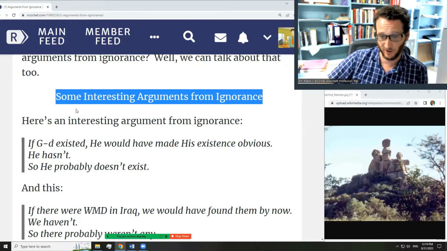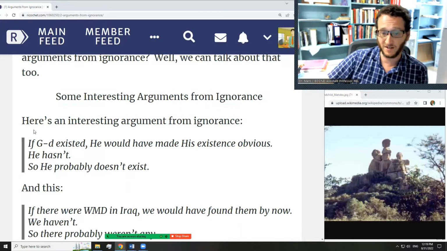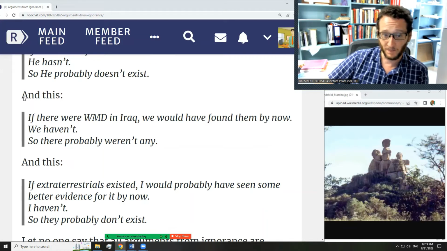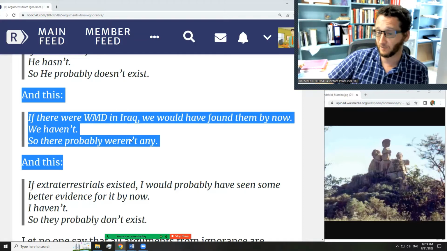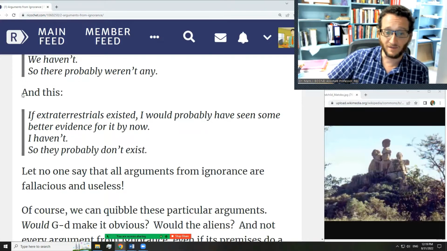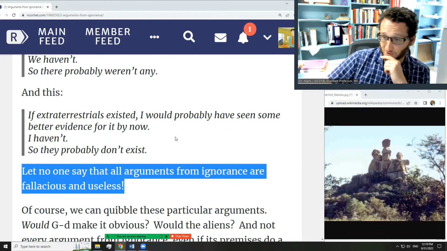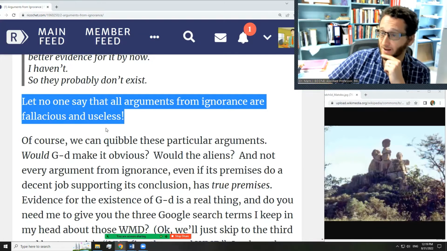Now let's talk about some arguments from ignorance of interest. Here's one. If God existed, he would have made his existence obvious. He hasn't, so he probably doesn't exist. Here's one. If there were WMDs in Iraq, we would have found them by now. We haven't, so there probably weren't any. Or if aliens existed, I would probably have seen some better evidence for it by now. I haven't, so they probably don't exist. Not all arguments from ignorance are both fallacious and useless. Some might be pretty good. Some are interesting.